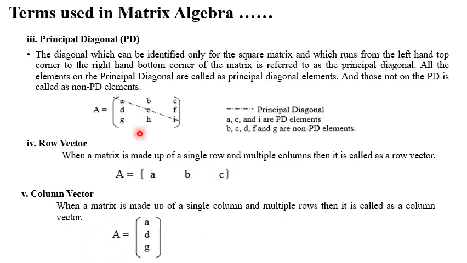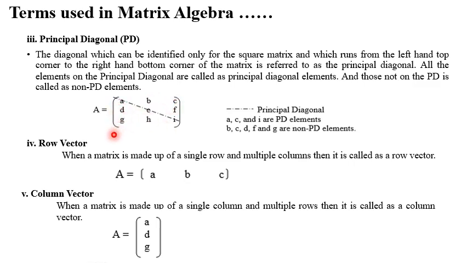Principal diagonal. The diagonal, which can be defined only for the square matrix and which runs from the left hand top corner to the right hand bottom corner of a matrix, is referred to as the principal diagonal. All the elements on the principal diagonal are referred to as principal diagonal elements, and all those which are not on the principal diagonal are referred to as non-principal diagonal elements.